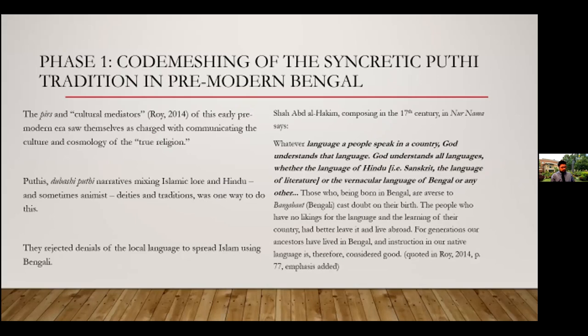So the peers or the writers of the Puthis were actually cultural mediators, as some have termed them, of this early modern, pre-modern era, and their main aim was to communicate the culture and cosmology of the true religion to the new converts. So Puthis were one way they did this, where they mixed Islamic lore and Hindu lore, sometimes animist deities and traditions, together. So they rejected denials of local language to spread Islam, and they went for explaining it and using Bengali as they saw fit.